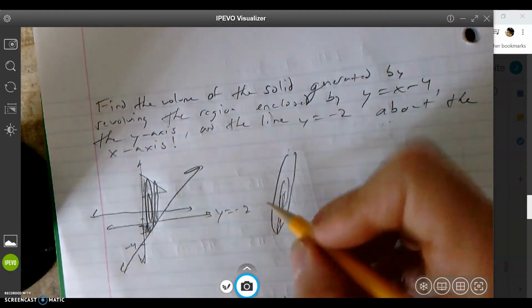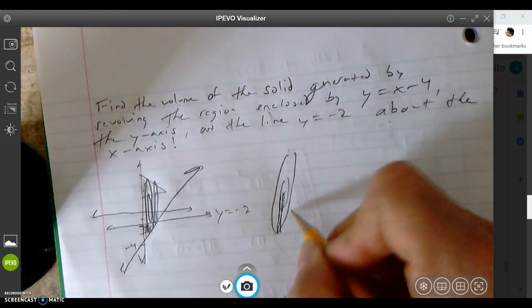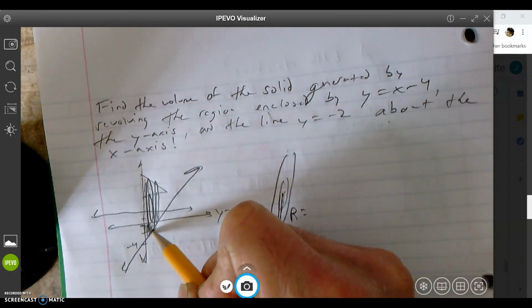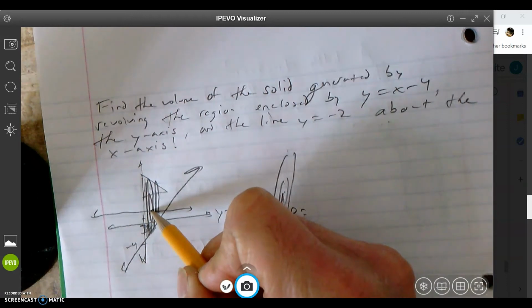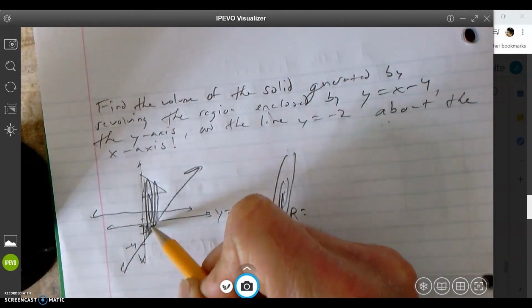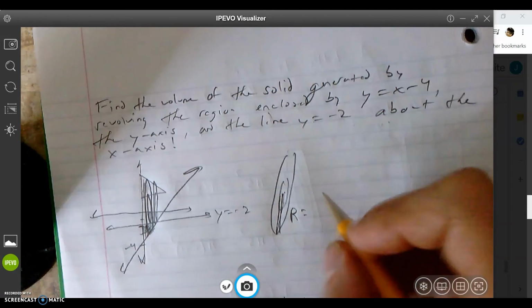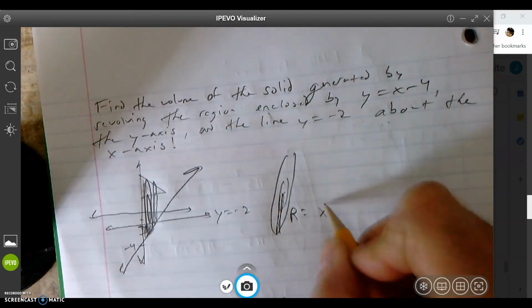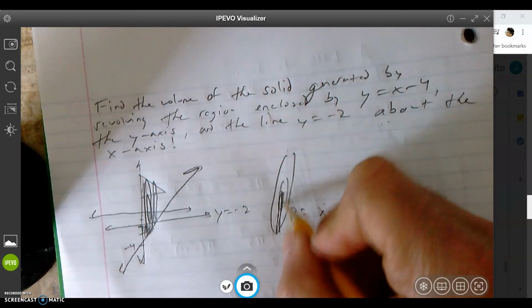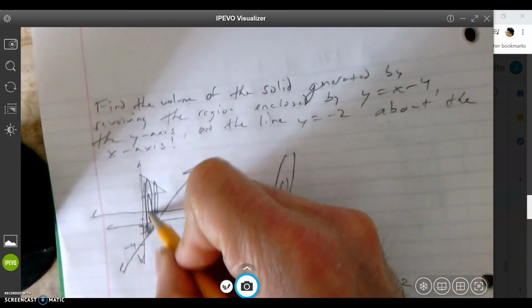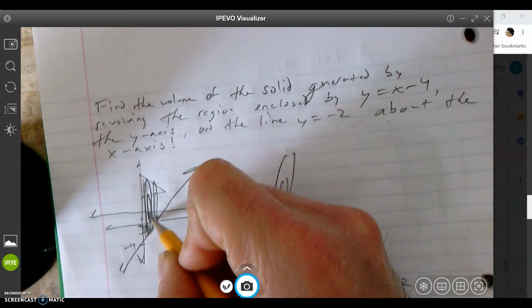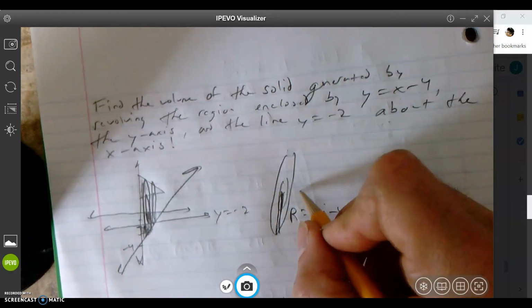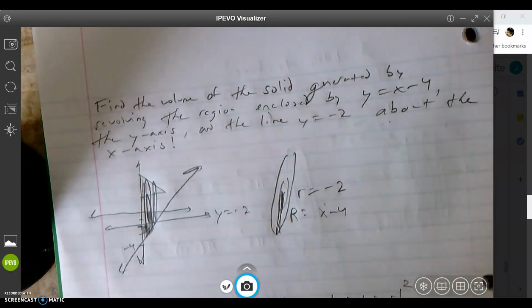So the big radius of the big circle, capital R, is going to be from the diagonal line up to the x-axis right here. So that's going to be the big radius, everything under x minus 4. And then the small radius is going to be everything underneath y equals -2. So that's just -2. Bam.